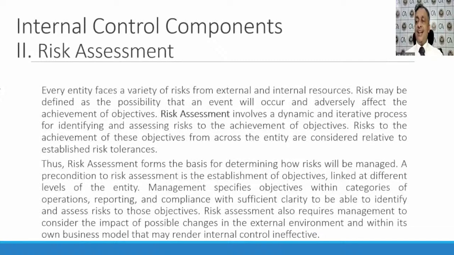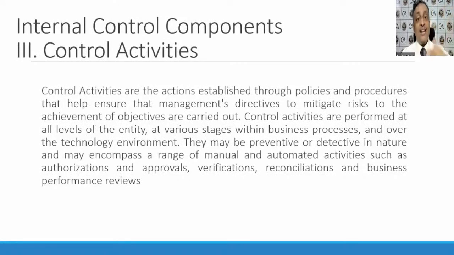Then risk assessment. So an entity faces a variety of risks from external and internal sources. So the entity needs to do a proper risk assessment. We've talked a lot on risk assessment, so we'll save time here. How you respond is based on the risk assessment. It is part of internal control, 5 elements. Then based on this, control activities are actions established through policies and procedures that help ensure management's directives to mitigate risk to the achievement of objectives are carried out.